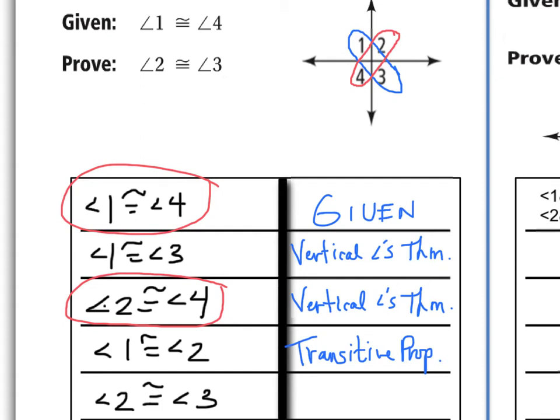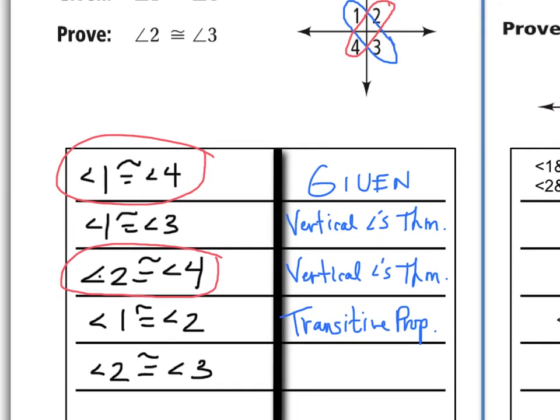The transitive property: in this case, it's like A is congruent to B, B is congruent to C, therefore A is congruent to C. It's the same type of concept. 1 is congruent to 4, 2 is congruent to 4. If they're both congruent to 4, then they're congruent to each other.